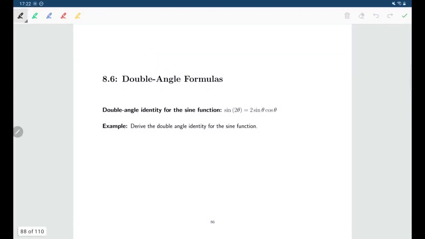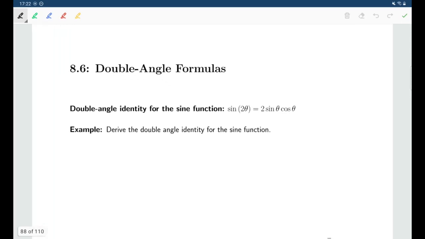Welcome back. In this section, we'll be looking at the double angle identities for sine, cosine, and tangent. These double angle identities could really be thought of as a special case of the angle sum identities. For example, this formula for sine 2 theta, we could really think of this coming from the formula for sine of one angle plus another, because sine 2 theta really is the same thing as sine of theta plus theta.